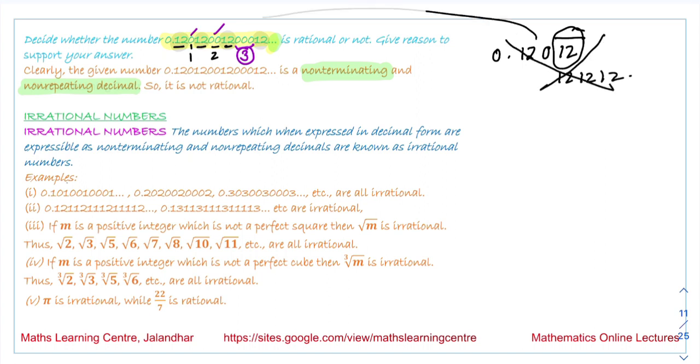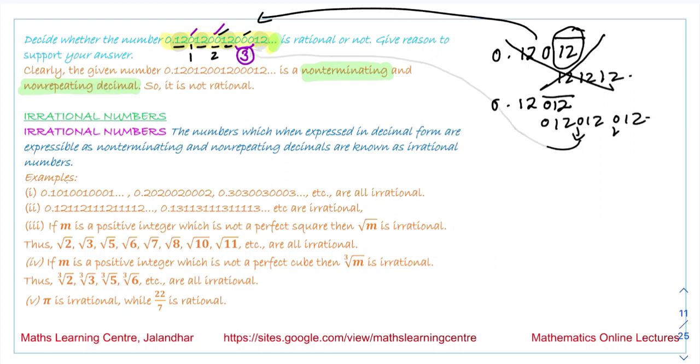But this is not the number given over here, because of the number of zeros that we will have. If I write 0.12012 bar, it means 012 repeating, but in our number the zeros are increasing as we are moving forward. So this kind of representation is non-terminating and non-repeating decimal representation. So we are saying that this number is an irrational number. It is not a rational number.